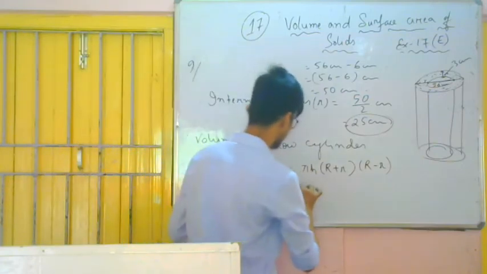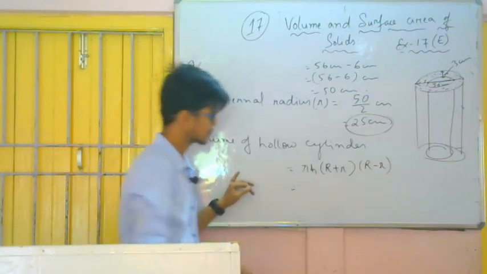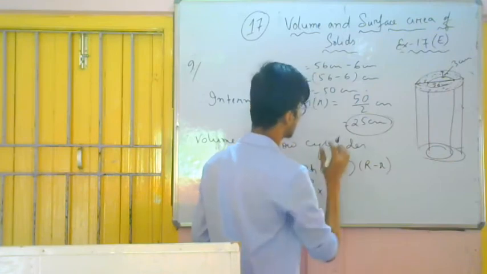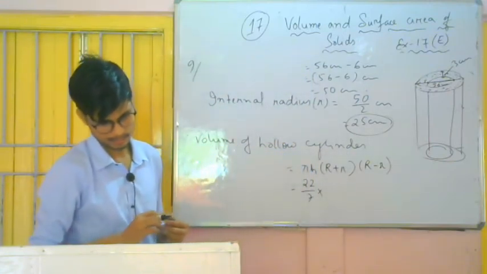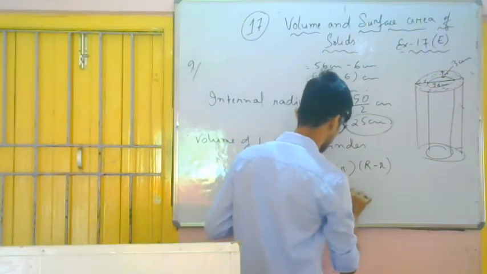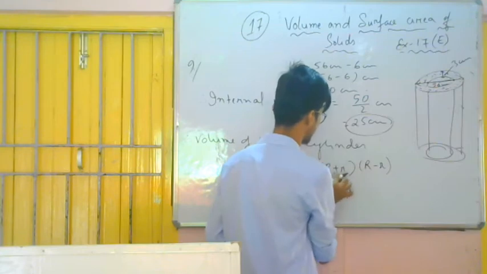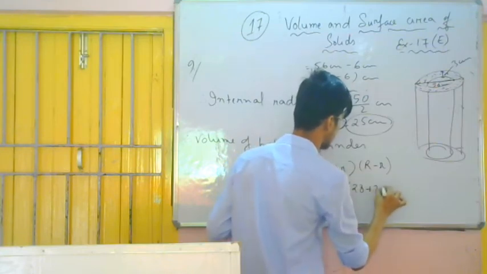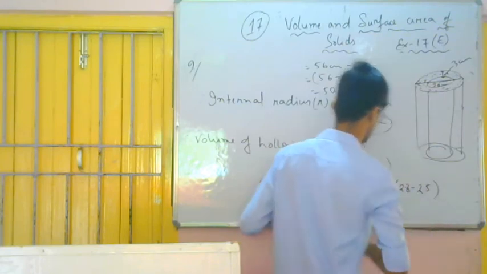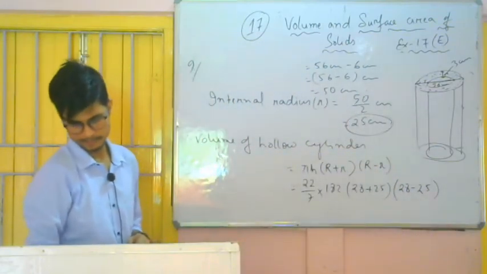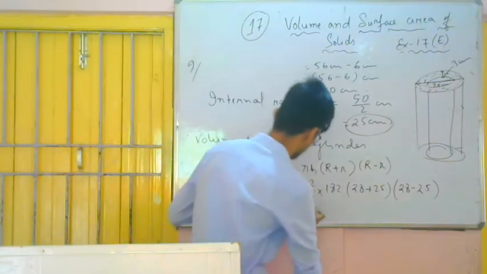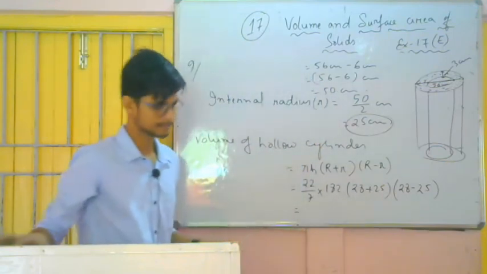Okay, so the value of pi given in the book is 22/7. So 22/7. Height, it is the length, actually it was given in the question, length is 182, that means it is the height. So 182, and R plus r is 28 plus 25 into 28 minus 25. So let me write it here.